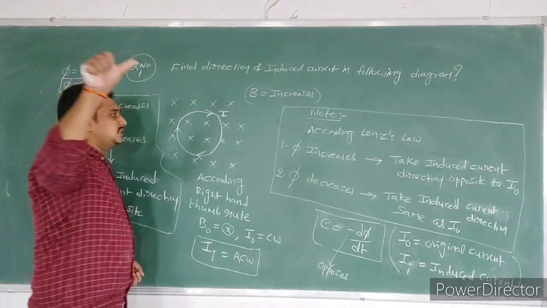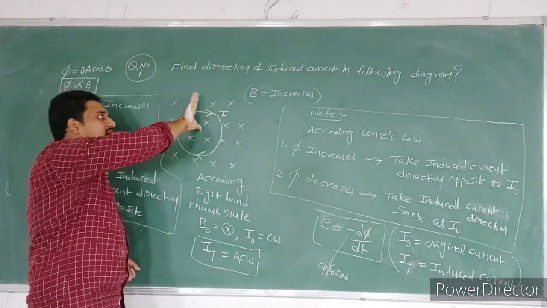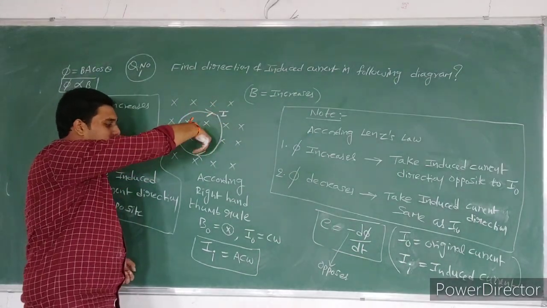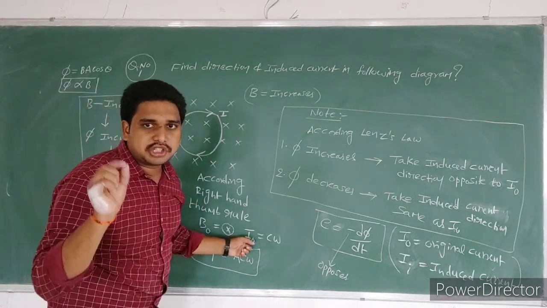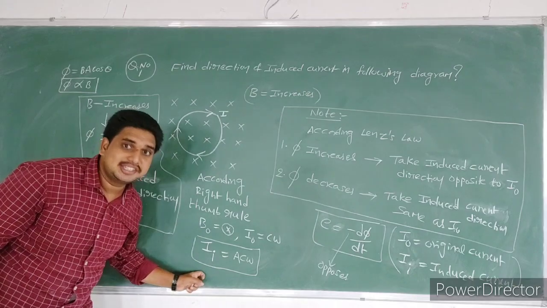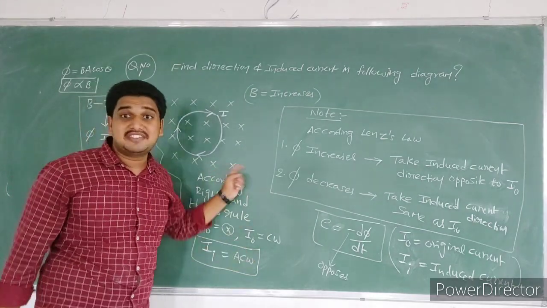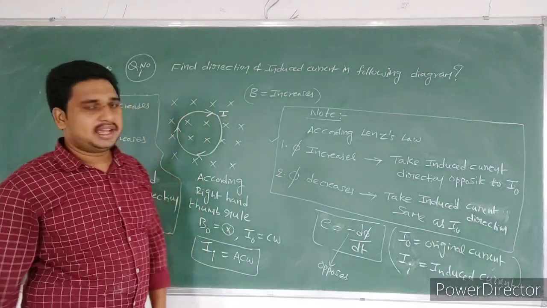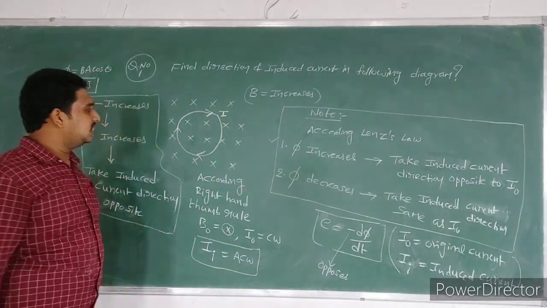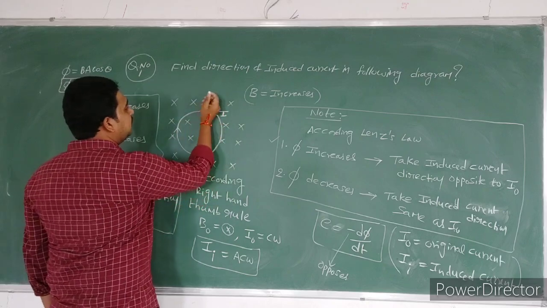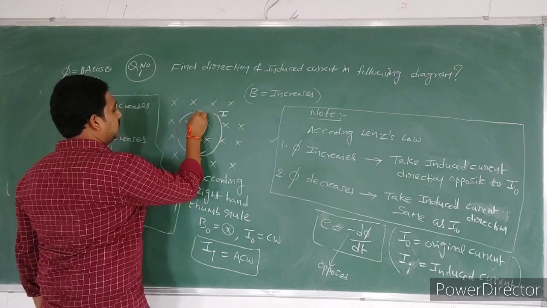Then the thumb indicates the direction of magnetic field and the curling fingers indicate the direction of current. What is the direction of current here? Clockwise. The direction of the original current is clockwise. Then the direction of induced current is anti-clockwise, because here flux is increasing. That's why we consider the first note point. So what is the direction of induced current? Anti-clockwise.